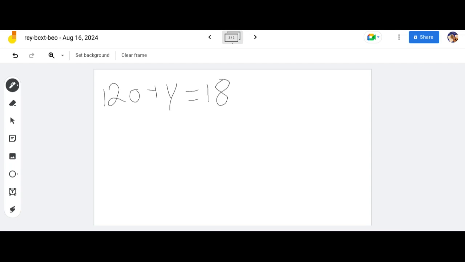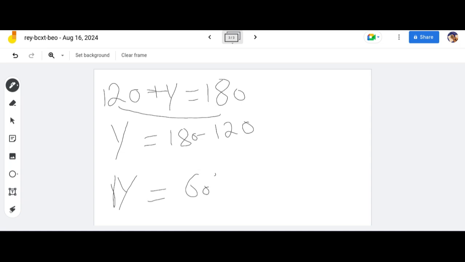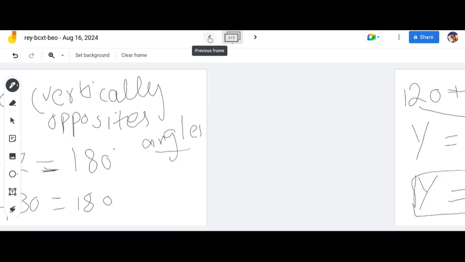Now what do I have to do here? Subtract. It means that I have to move 120 with 180. So 180 minus 120. By subtracting them, what is the answer? 60. So we got all the values of x, y and z. X is equal to 90, y is equal to 60 and z is equal to 30. Okay. I hope you understood. Any question? No. Now you can write it down.